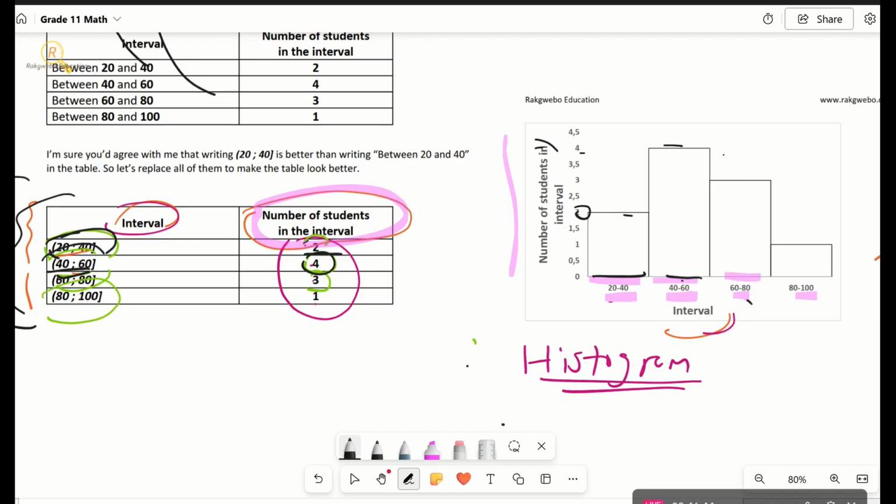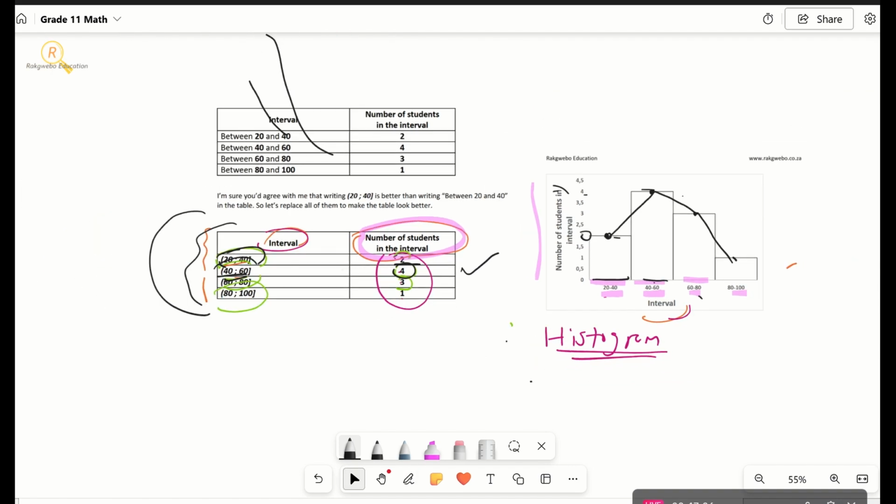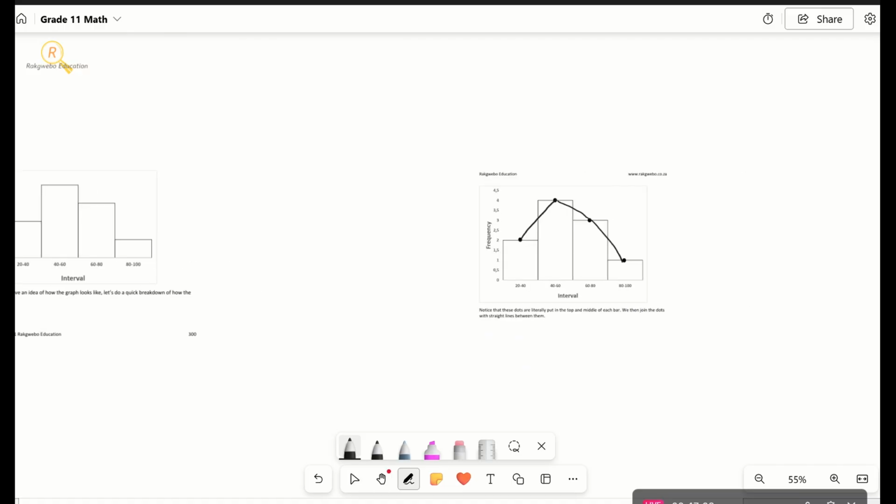This is what we call the histogram. We did that in grade 10 and also grade 9, right? So from this piece of information, you can also draw another type of graph. We call this the frequency polygon or the line graph, so to speak. It's literally the same thing, but instead of putting bars, you just put dots and join them like that.